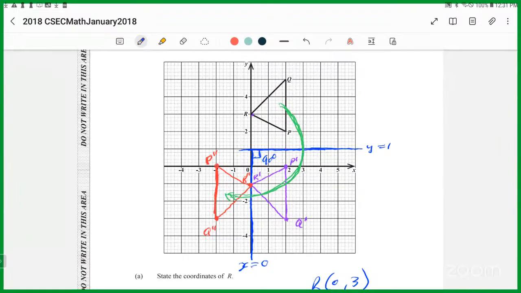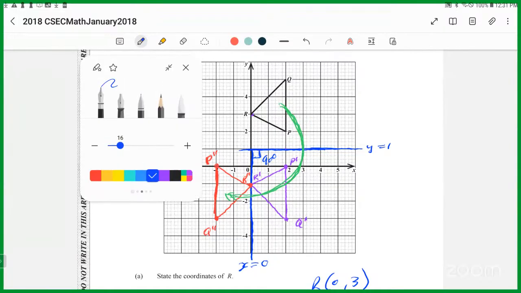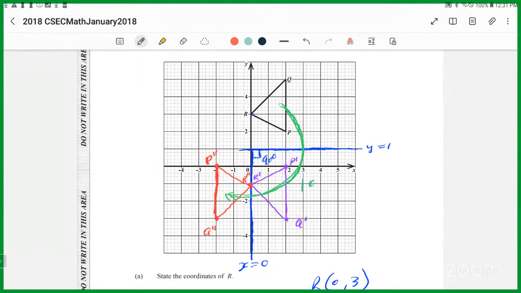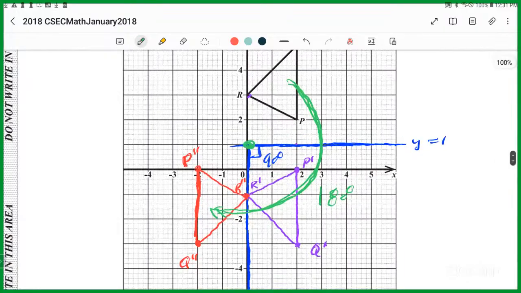So the rotation angle there is 180 degrees. I can say direction is clockwise based on what we got. That's 180 degrees. The rotation angle is twice the angle between the two lines. And then the center of the rotation is right here, where the two lines meet, which is the point 0, 1. Center of the rotation is 0, 1.